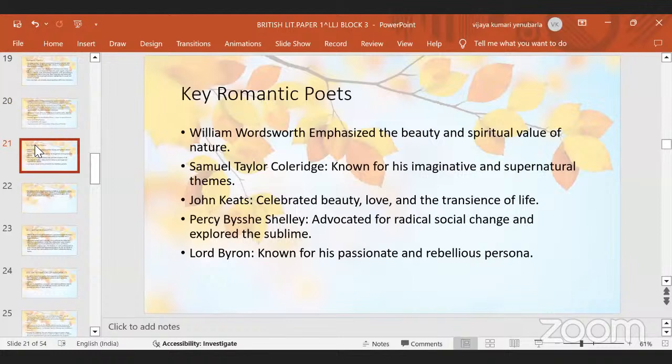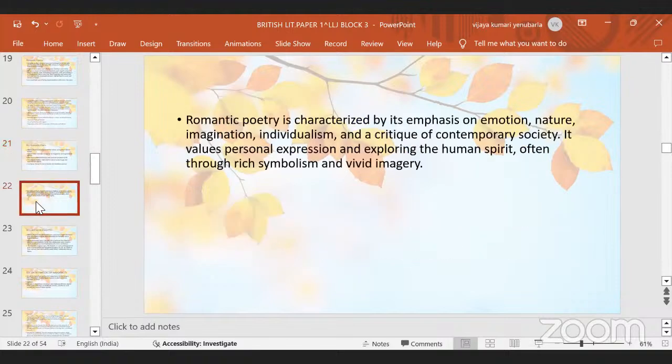Key romantic poets are William Wordsworth, who emphasized the beauty and spiritual value of nature; Samuel Taylor Coleridge, S.T. Coleridge, known for his imaginative and supernatural themes; John Keats, who celebrated beauty, love, and the transience of life; P.B. Shelley, who advocated for radical social change and explored the sublime; and Lord Byron, known for his passionate and rebellious persona.